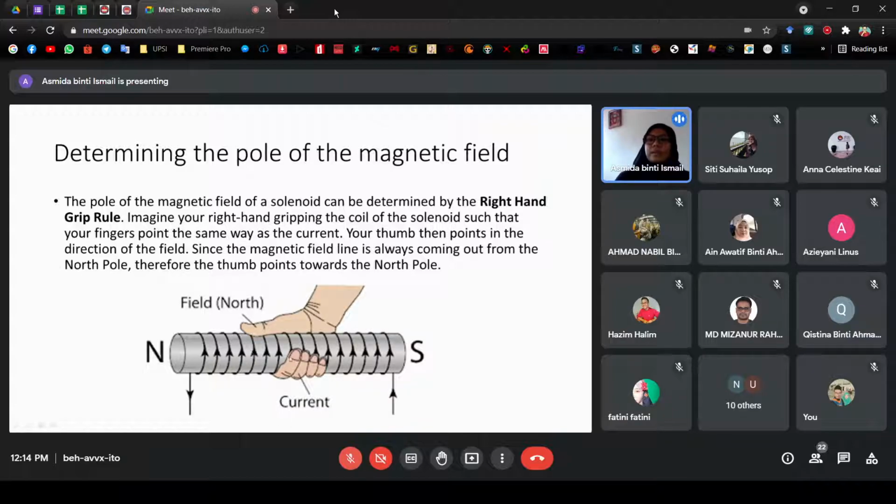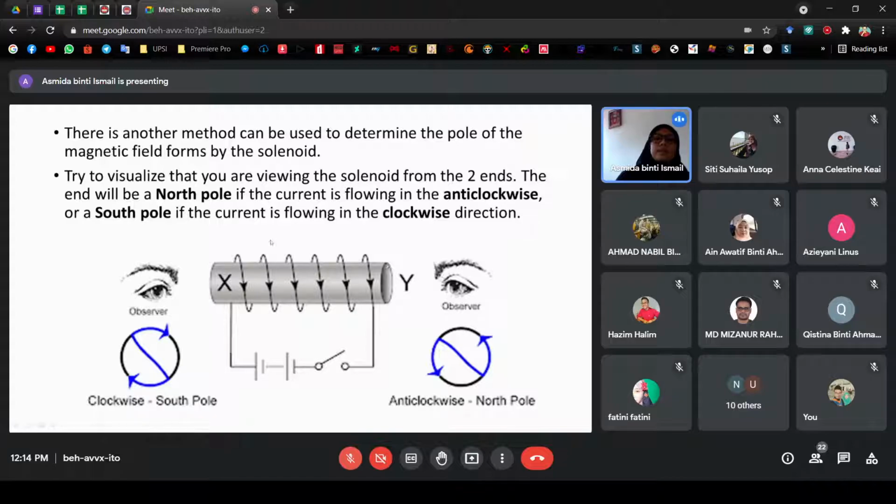Okay, this is the solenoid. This is the direction of the current. So your ibu jari ni menunjukkan this is the north pole of your solenoid. Okay, this is another method.